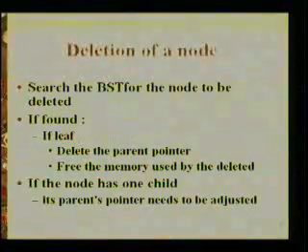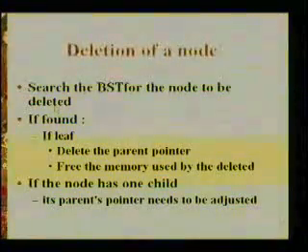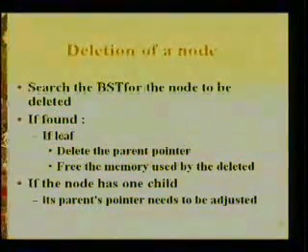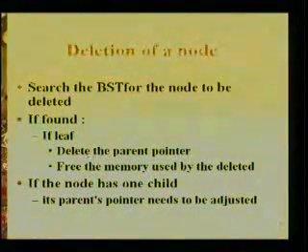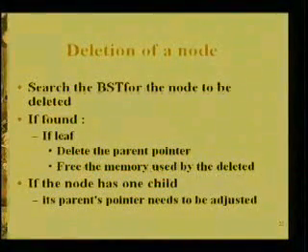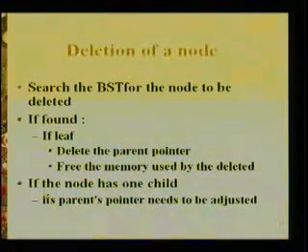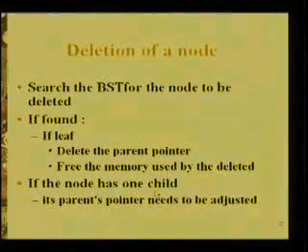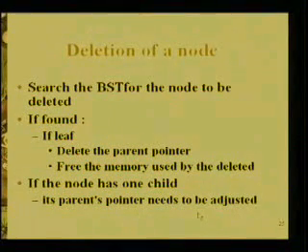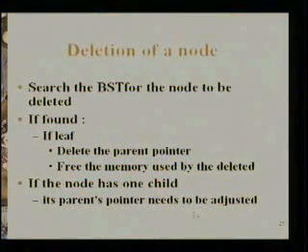How will you be deleting a node from this particular tree? Well, the deleting operation is very, very simple. Search the BST for the node to be deleted. If found, if it is a leaf, delete the parent pointer. The pointer which is coming from the parent, simply delete it. Free the memory used by this particular deleted node. If the node has one child, its parent pointer needs to be adjusted. If it has two children, then probably the whole node needs to be adjusted.